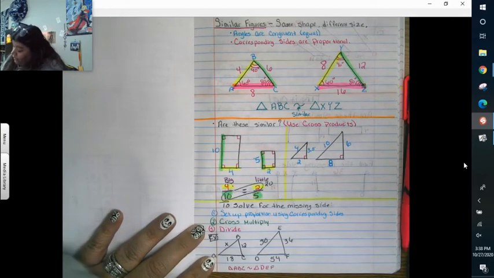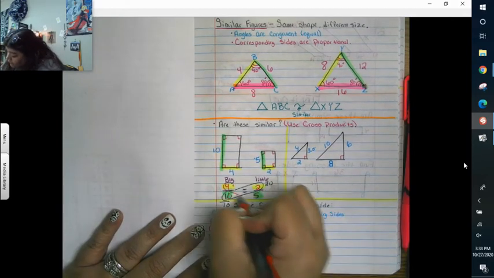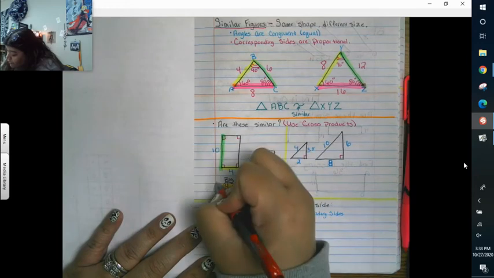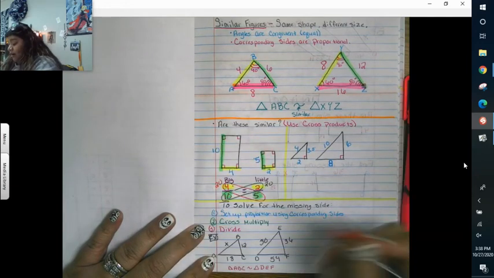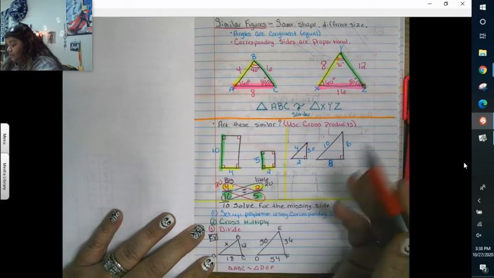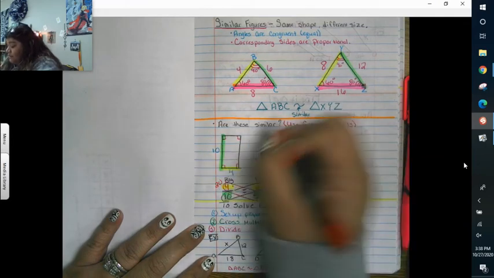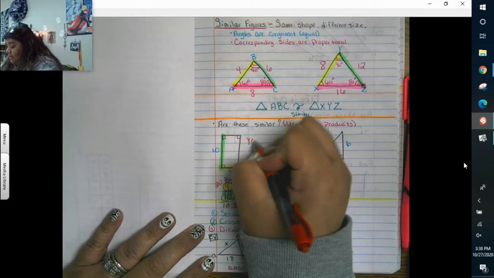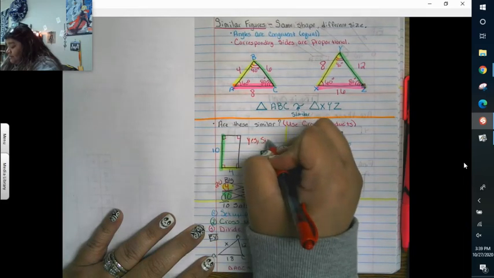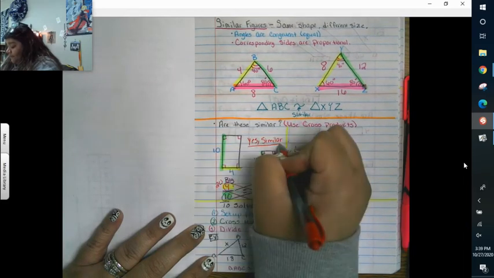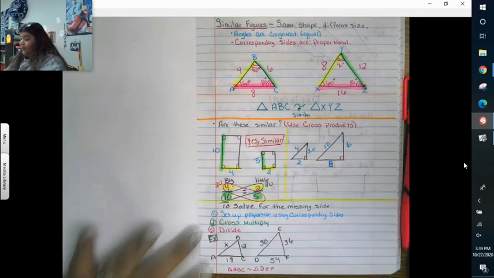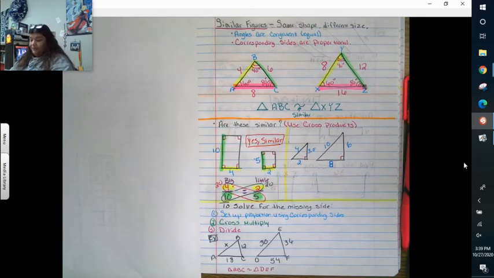And then we go the other way. 4 times 5 is 20. So that means that they are, all their angles are 90, so we're good there. And we have equal cross products, so we can say, yes, these are similar. Okay, that's how you do that one.